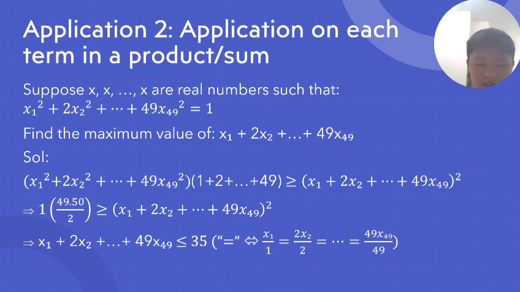And the equality holds when x1 over 1 is equal to 2 x2 over 2, equal to dot dot dot, equal to 49 x49 over 49, which also means that x1 is equal to x2, equal to dot dot dot, equal to x49. We can use this and apply it to the sum of squares in the question, and we find they all become 1 over 35.